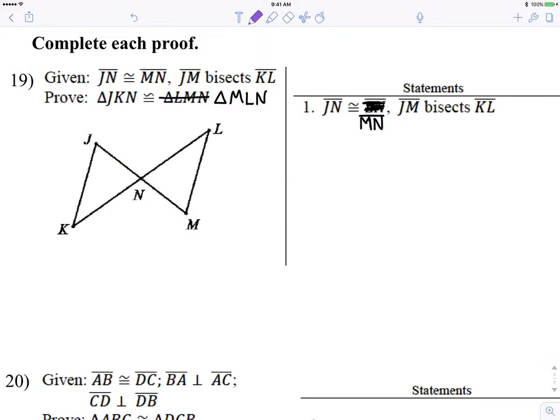19. Okay, hopefully you were aware of the error in number 19. The given was MN, so we needed to change that to MN. And then the order of the other triangle was in the wrong order. It should have been MLN. Hopefully you noticed that. All right, so let's start out with the given information.